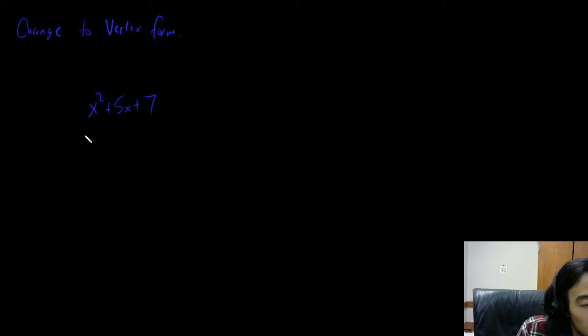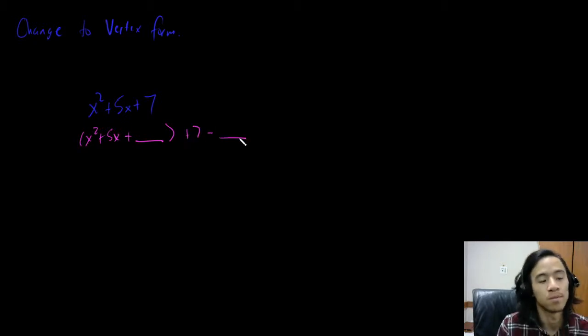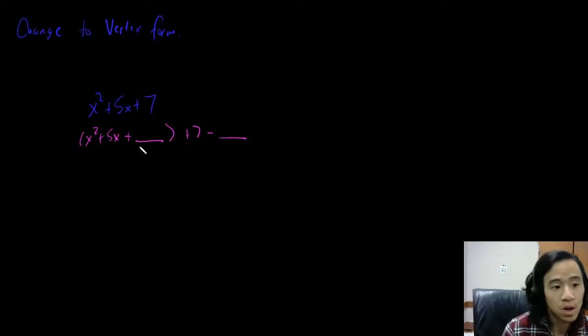Alright, so what we want to do is we want to split this up. So I want all of y'all to write this question like this: x squared plus 5x, and then you're going to add a plus blank in the parentheses, and then have plus 7 and then minus blank. So now what are we going to put in these blanks?